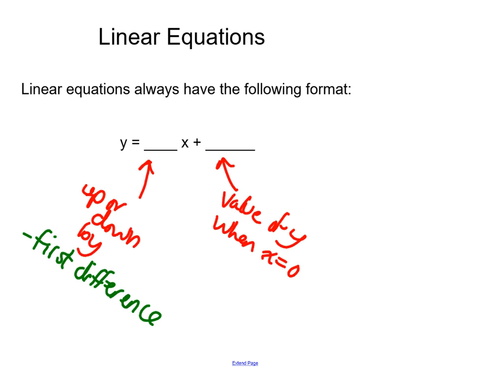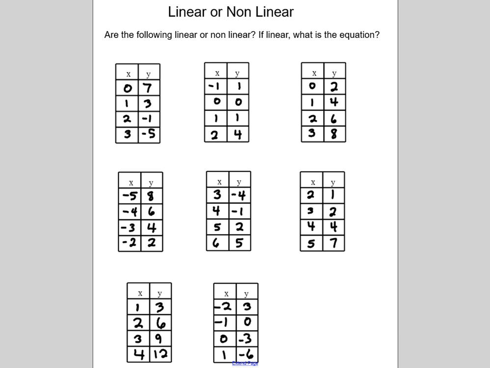So again, just a fancy word for something you've already been doing. The last thing that we looked at was some tables, and we looked at trying to figure out if they were linear or not. So for example, the first thing we want to double check is, are the x's going up by 1? In all of these cases, the x's are different, but they are all going up by 1.